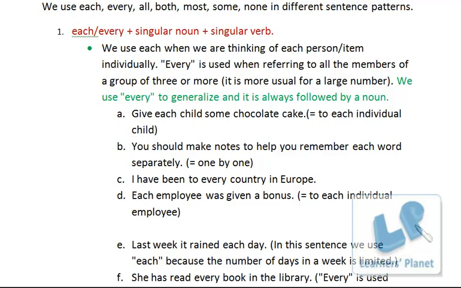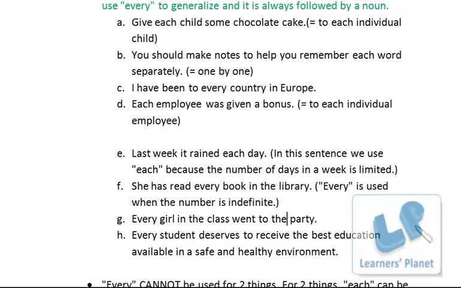Now here, just see more. Last week it rained each day. In this sentence we are using each because the number of days in a week is limited, that is 7, right? That's why we are using each over here. And see the other one. She has read every book in the library. Now there are so many books in the library, you can't even calculate, right? So this number is indefinite, right? So you are using every over here. So you can differentiate between the two sentences, each and every.